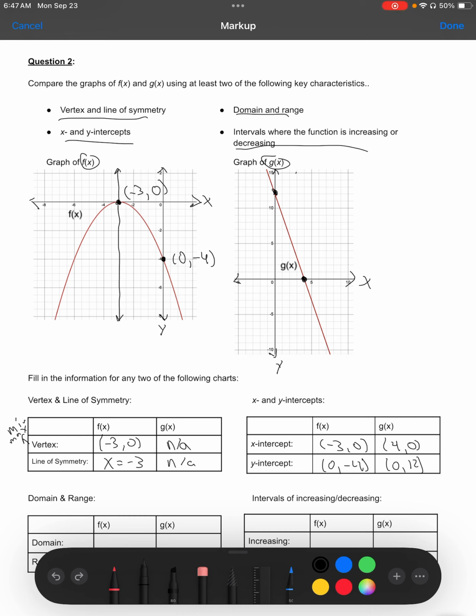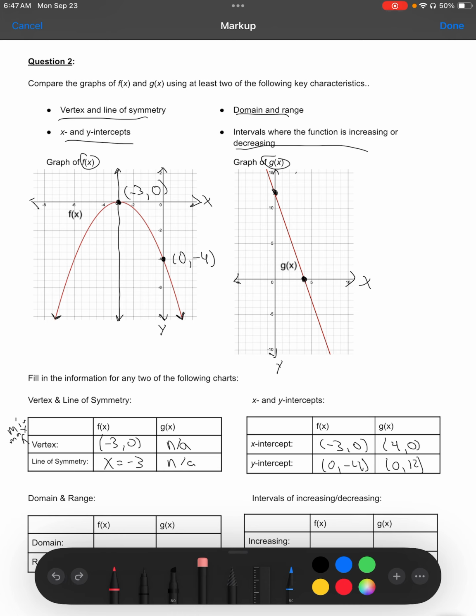For the domain and range, we're looking left to right. We're seeing how far to the left does the graph go and how far to the right does the graph go. So this graph on your paper had arrows, so I just drew them in so that way we could see them.